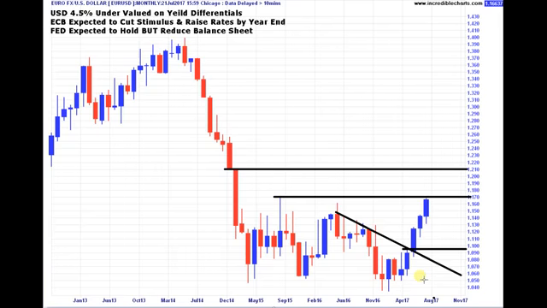Obviously, we have to see how things pan out. But let's just go over to the daily chart and look at some possible levels of entry on the shorter time frame.